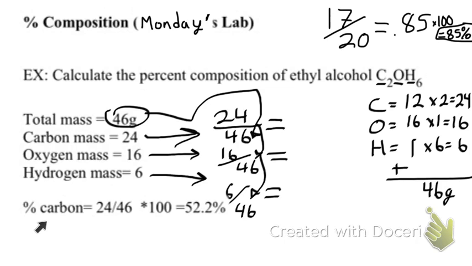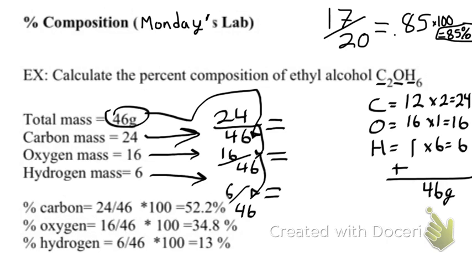So for carbon, the percent composition is 24 divided by 46, what we wrote up here, times 100, which is equal to 52.2%. The oxygen, which was 16 divided by 46, what we had up here, times 100 is 34.8%. And the percent hydrogen is 6 divided by 46 times 100, which is 13%. So that is the breakdown of the percent composition of ethyl alcohol.